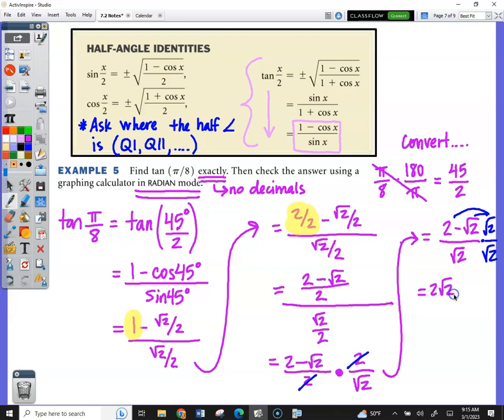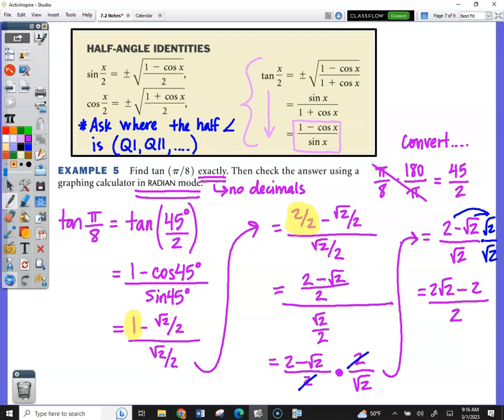2 root 2 minus, what's root 2 times root 2? Root 4, which is 2. Thank you. And then on bottom, once again, root 2 times root 2, which is root 4, which comes back to 2. Now, that is also the correct answer. However, there's a common factor of 2 in every single term that can divide away. No, I do not mean this one. This one right here is protected.